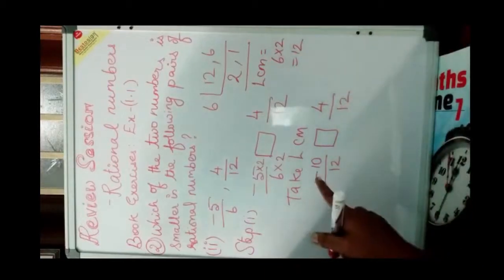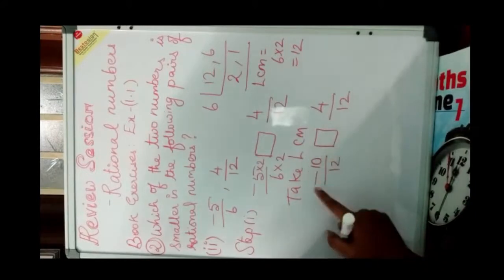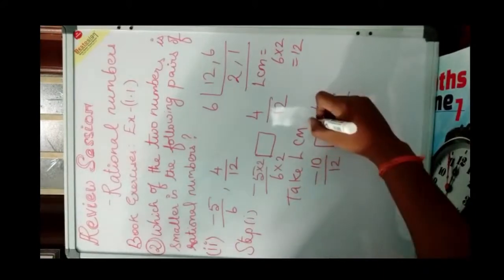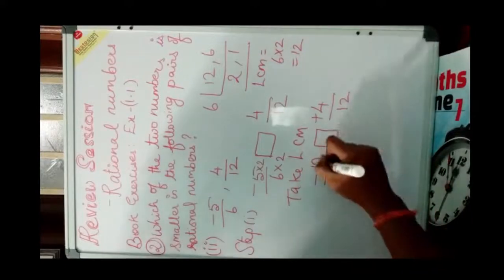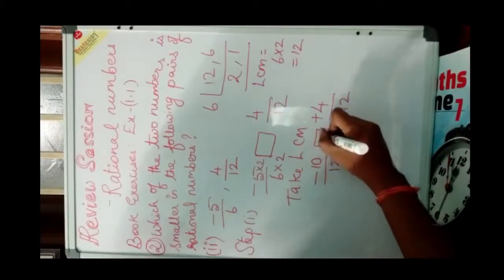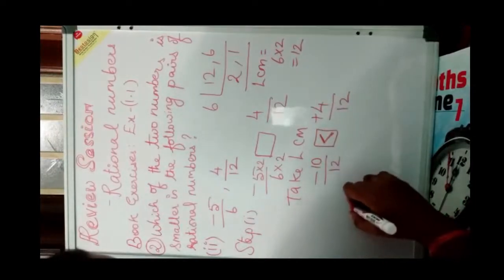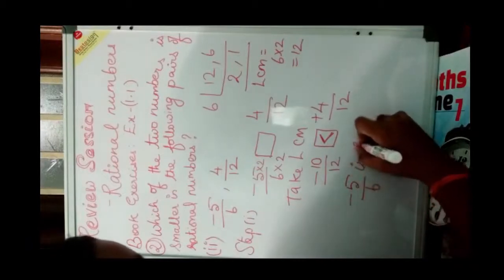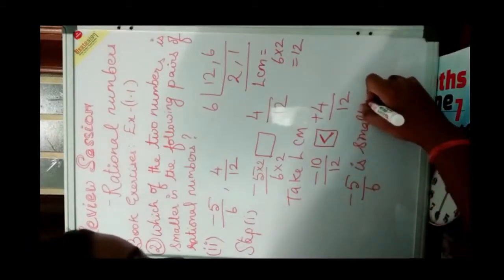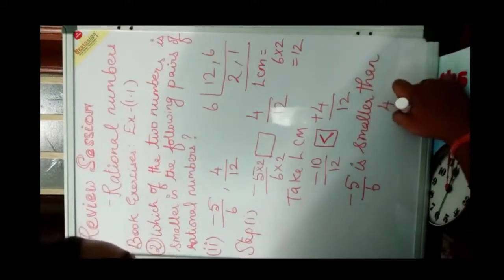So here also I have one negative number and one positive number. So we know that negative numbers are smaller than the positive numbers. So therefore we can write minus 10 is smaller than plus 4. So therefore the answer is minus 5 by 6 is smaller than 4 by 12.